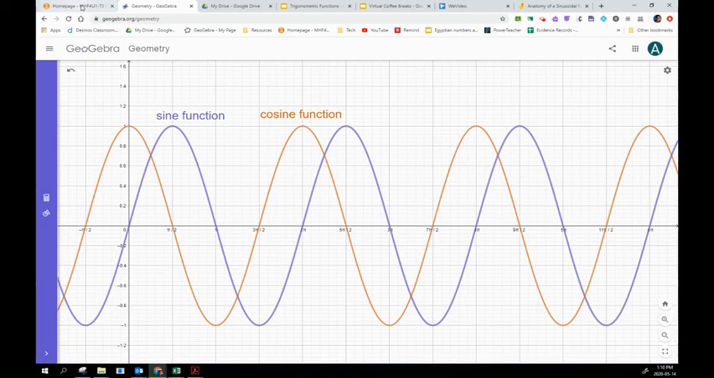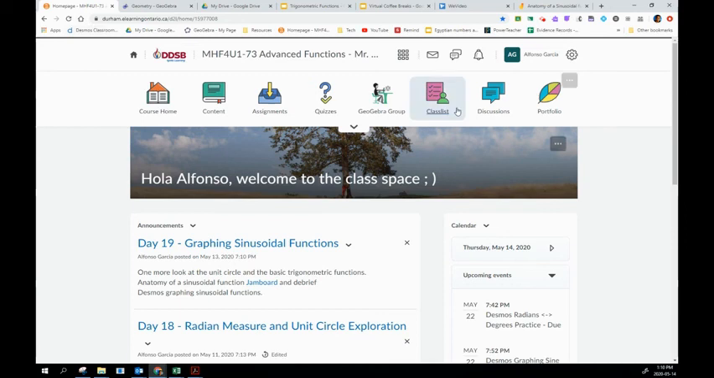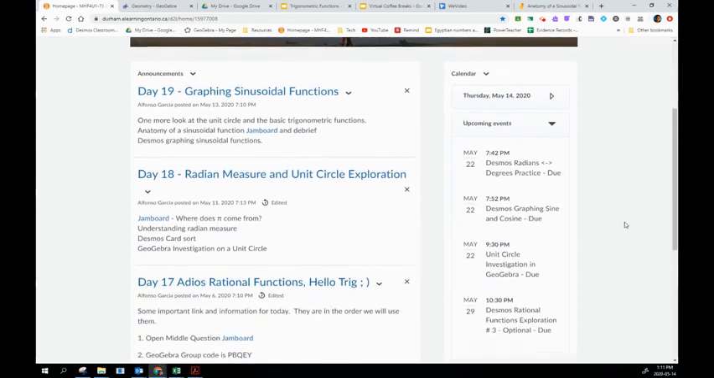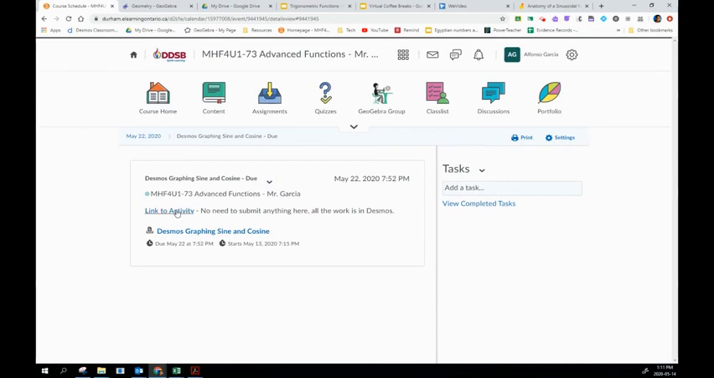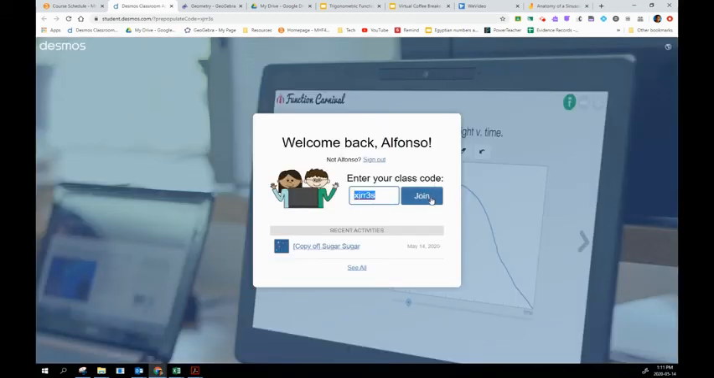Okay, and then after this, we have an assignment to do that is already in the D2L. And as usual, you can find it under assignments, or if you want to find it faster, you come here and the assignment is called Desmos graphing sine and cosine. You will follow this and it will take you to the link that will in turn open the Desmos activity for you, and you can just join in. You don't need to remember the code.